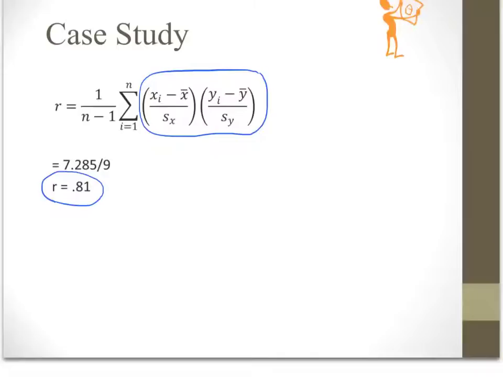So now let's ask ourselves, what is the strength and what is the direction of this linear relationship? It's in the positive direction, so it's going up. As GDP goes up, so does life expectancy. And it's pretty strong. 0.81 is getting to be pretty strong. So we have a fairly strong relationship in the positive direction.